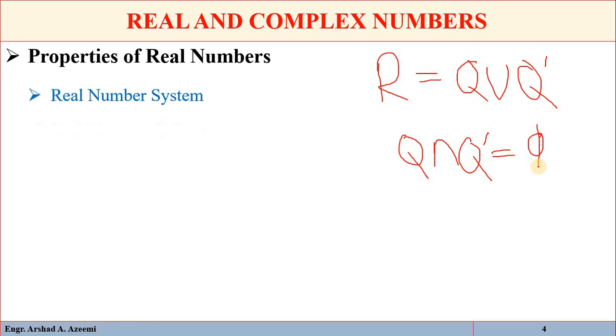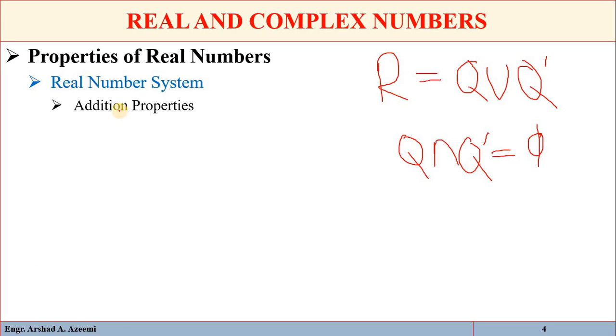Now we want to specify a set of properties which the set of real numbers will describe. So first we have the properties of the real number system, in which first we have the addition properties. The first property is the closure property with respect to addition.